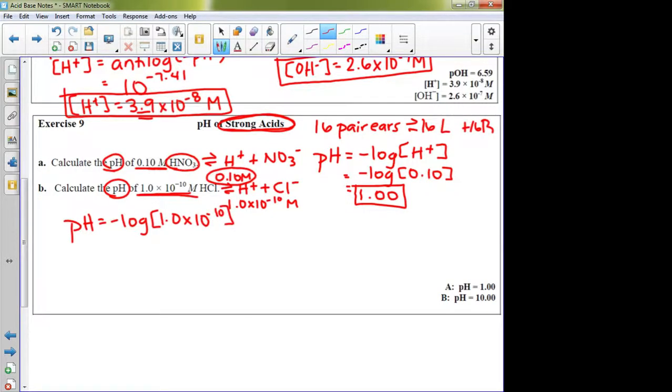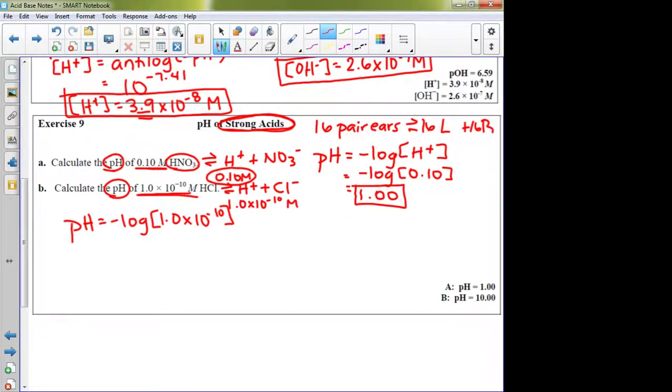Now I want everybody to have their calculator out for this. I need a calculator. You need a calculator, Chief? Anybody else? All right, so put it in your calculator. 1.0 times 10 to the negative 10th and just hit the log button. You're not doing the opposite of the log yet. Just hit the log button. What do you get? Negative 10. You should have gotten negative 10.